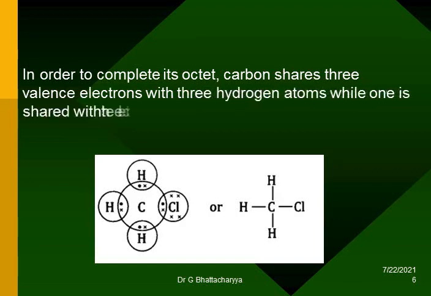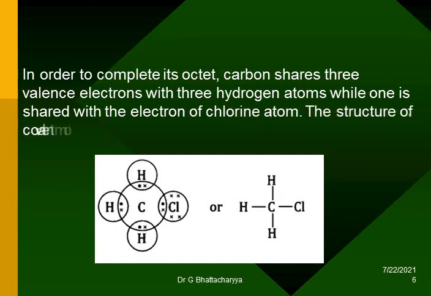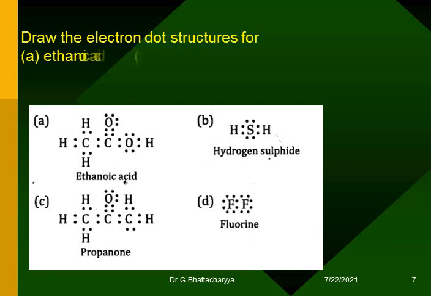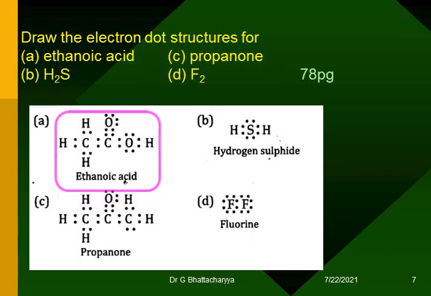The structure of covalent molecule may be written or presented as follows, see diagram below. Draw the electron dot structures for A. Ethanoic acid, B. H2S, C. Propanone, D. F2. For ethanoic acid, see the second carbon from left shares 1 with first carbon, 2 with oxygen, and 1 with OH group.